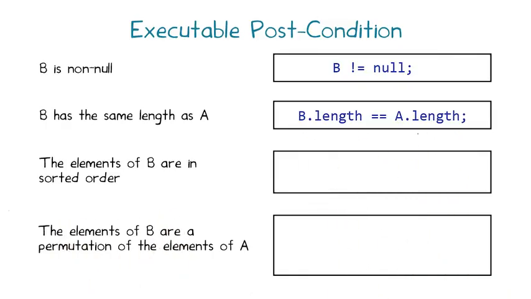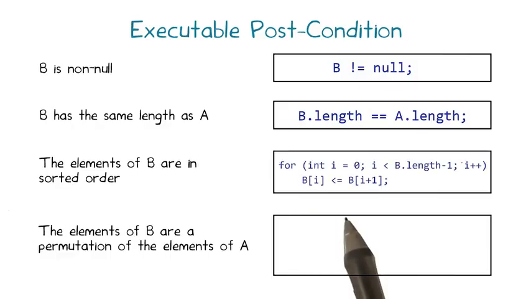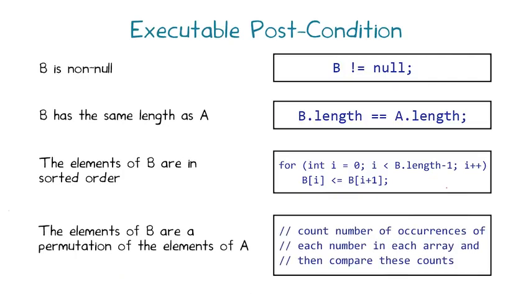The third part of the postcondition, that the elements of B are in sorted order, is a bit more complex. Here we would need to check that B[i] is less than or equal to B[i+1] for all i between 0 and B.length minus 2, or greater than or equal to if we were doing a descending sort instead of an ascending one. The last part of the postcondition is the most complex to implement. One strategy might be to count the number of occurrences of each element in each array and then check that these counts are the same for both arrays. We'll leave it as an exercise for you to implement this yourself if you like.